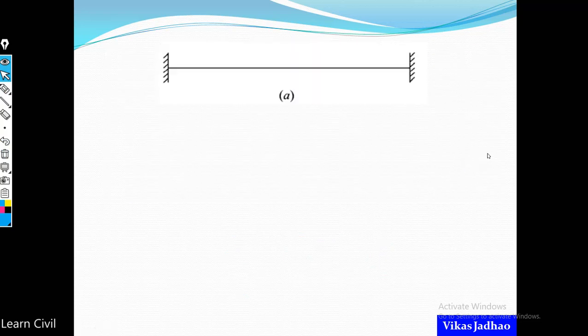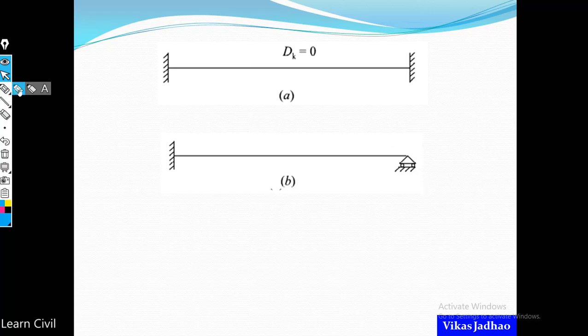Let us consider some examples. You can see here for a fixed beam the degree of kinematic indeterminacy will be 0. Let us consider this example where one end A is a fixed end and end B is a roller support. For this particular case, the degree of kinematic indeterminacy can be calculated like this. The deflected shape will be something like this.